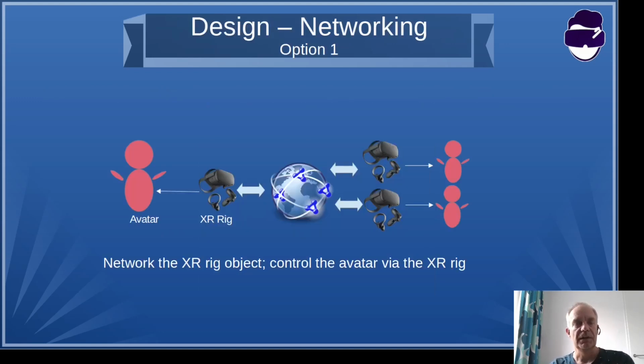The last part here is about networking. There are a couple of ways you could design networking. A couple of folks have followed this approach, which I show here as option 1. If you look at the middle, there's a network, and then all of your XR devices have an object in Unity that somehow then need to communicate with each other.